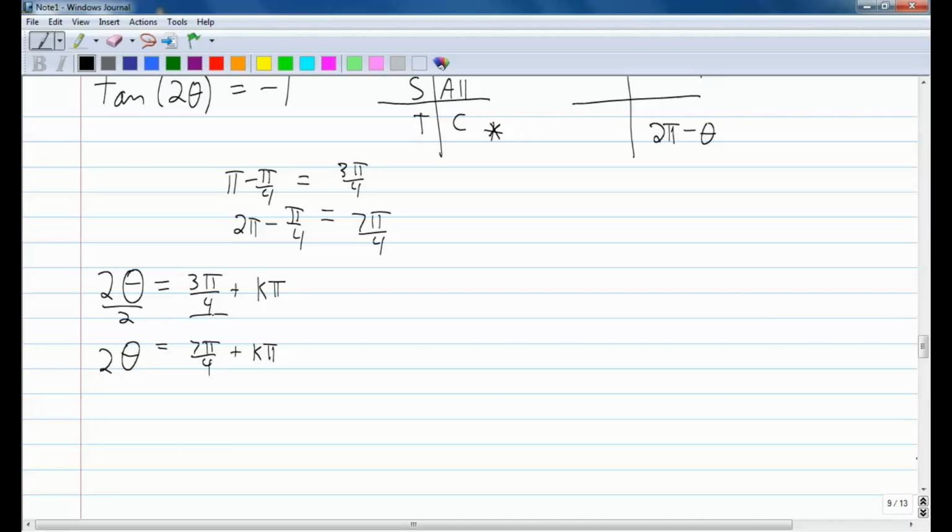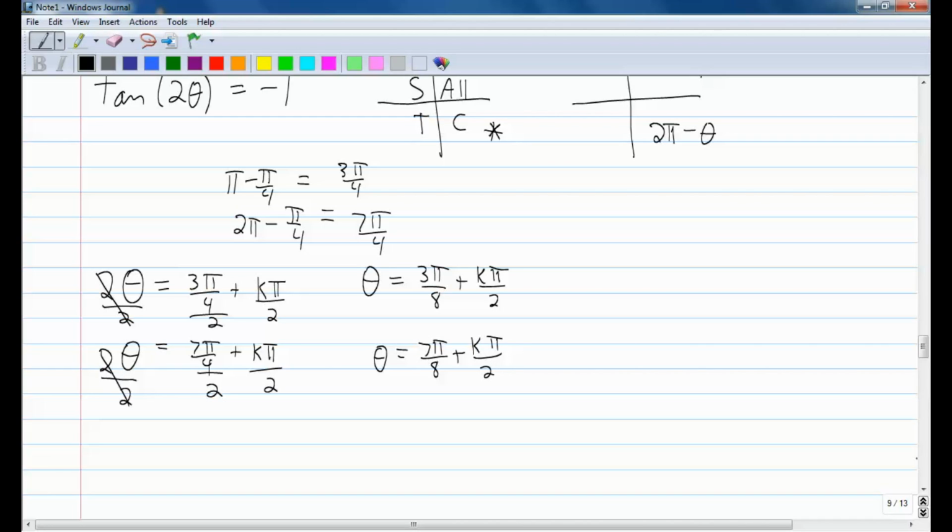So divide everything by 2. Remember, dividing by 2 is the same thing as multiplying by 1/2. So my formulas become theta equals 3 pi over 8 plus k pi over 2, and theta equals 7 pi over 8 plus k pi over 2.